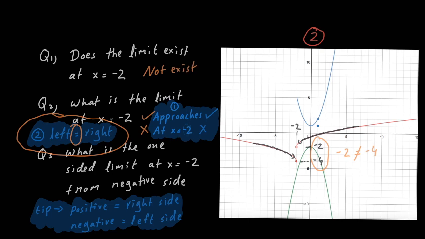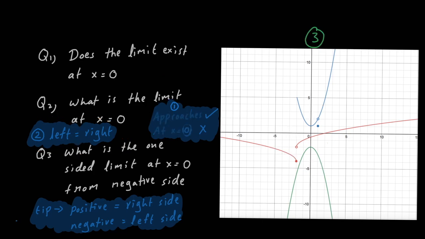Question 2. What is the limit at x is equal to minus 2? As the limit does not exist, our answer remains the same, that it does not exist. Question 3. What is the one-sided limit at x is equal to minus 2 from the negative side? As we know that negative means left, we will try approaching it from the left and we see that it is approaching negative 4. So the answer to that is negative 4.